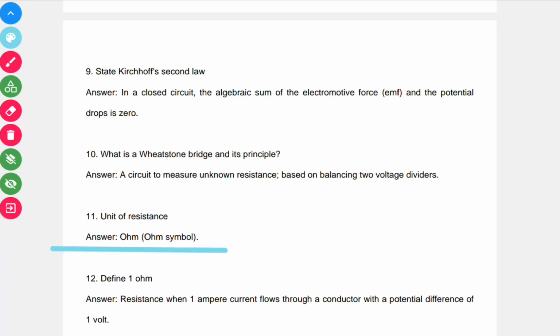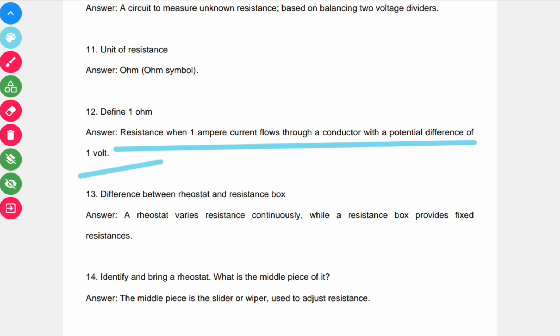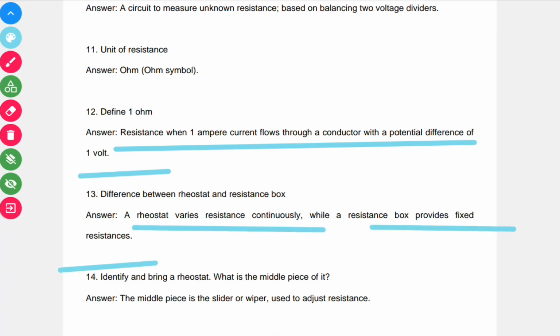Unit of resistance? Ohm. Unit of conductance? Siemens. Okay. What is Wheatstone bridge and its principle? A circuit to measure unknown resistance based on balancing two voltages. Conductivity की Siemens, resistance की ohm. Define 1 ohm: resistance when 1 ampere current flows through a conductor with a potential difference of 1 volt. Difference between rheostat and resistance box: rheostat varies resistance continuously.